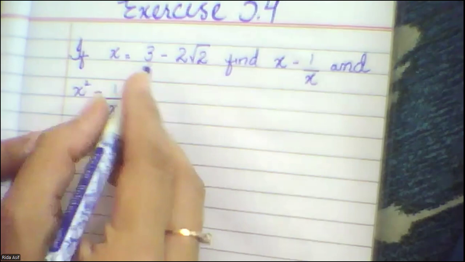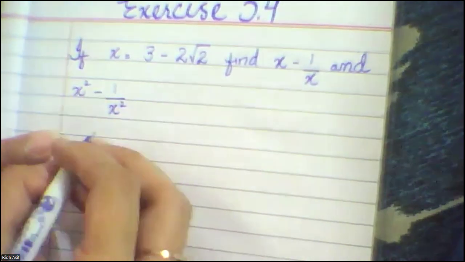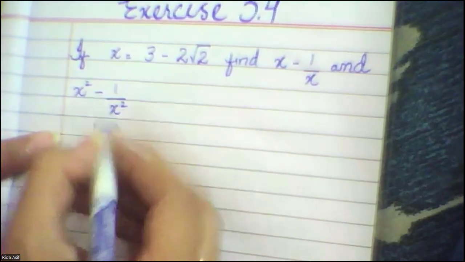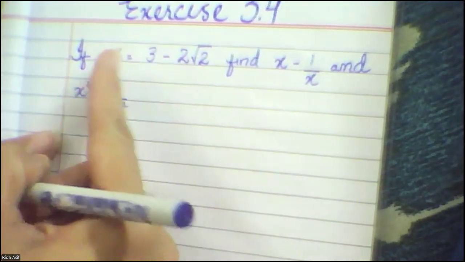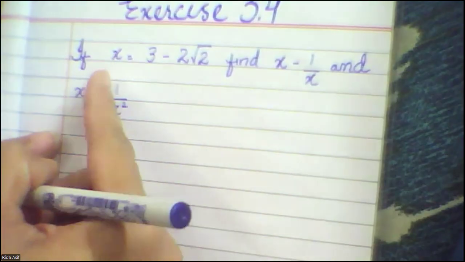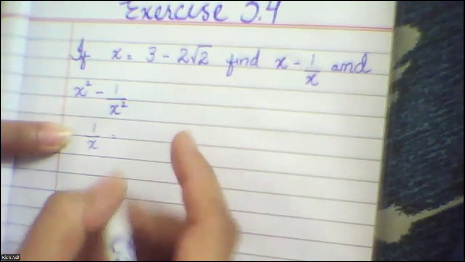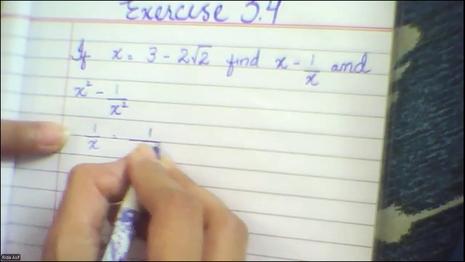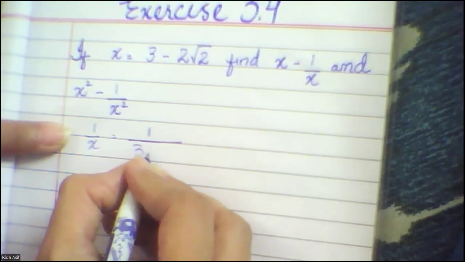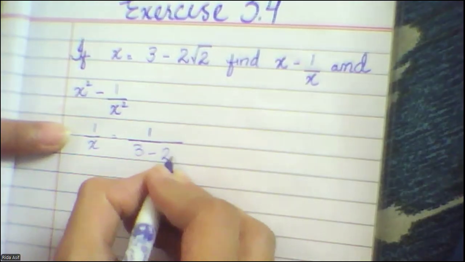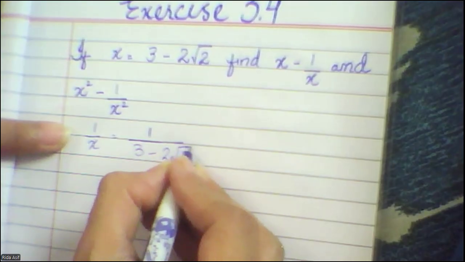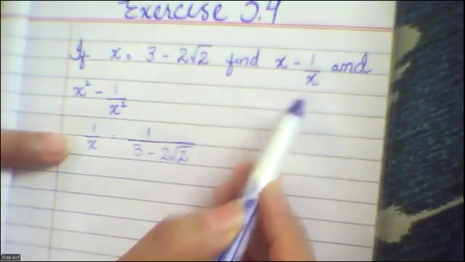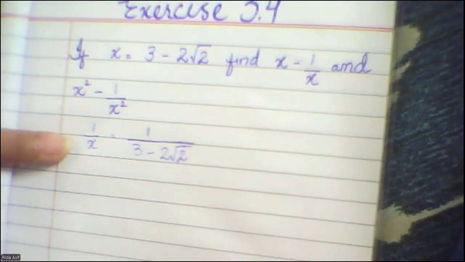If x is equal to 3 minus 2 root 2, then how can we find 1 over x? Just take the reciprocal of it. If I write 1 upon x in place of x, then just take the reciprocal of this term. We get 1 over 3 minus 2 root 2. Clear?